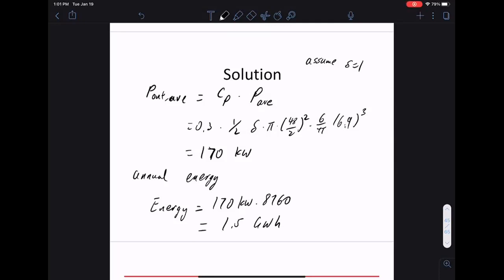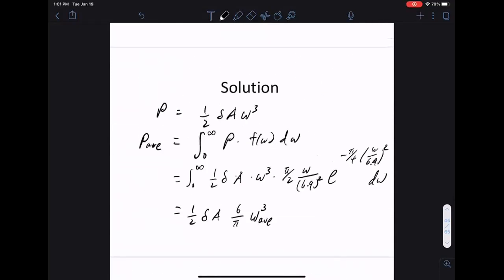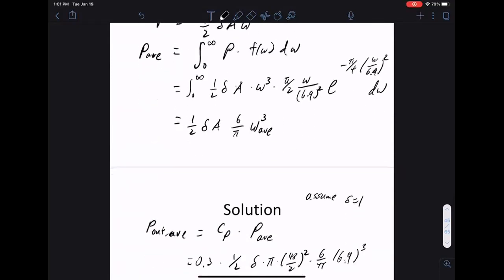8760, you'll see this a lot. It's just the number of hours in a non-leap year, I guess. So that's the number of hours we have. This is a fairly typical question you'll see. The only hard part is this integral. In your homework, you don't have to do this integral by hand. But any other questions about this type of calculation?